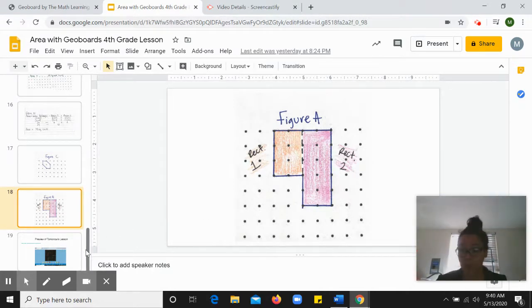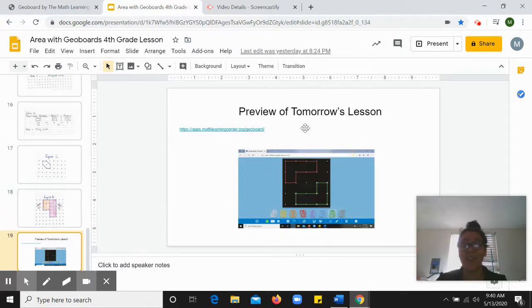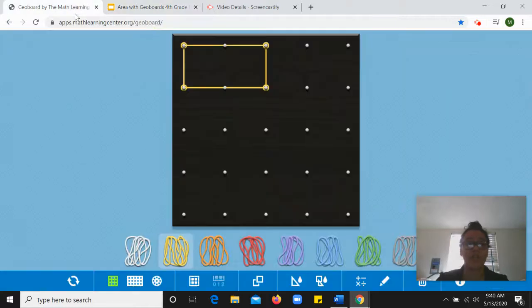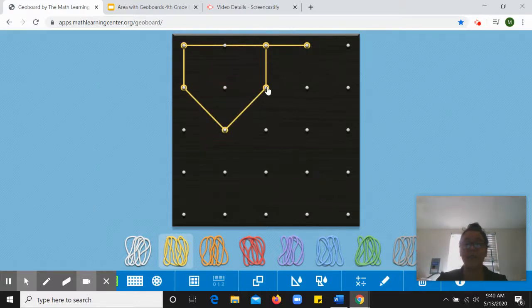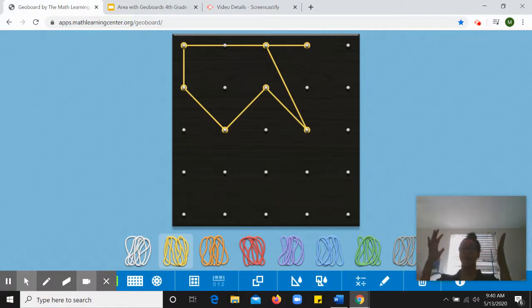And tomorrow, we're not going to use geoboards just yet. I'm not going to pull them out. But what we are going to do is pull our computers out and log into this virtual geoboard, which I have open right here. And you are going to be creating your own images, your own figures. So look at this one. I'm going to create this one right here like that. If you want to try something like this, you can. So you're going to be creating your own image, your own figure.